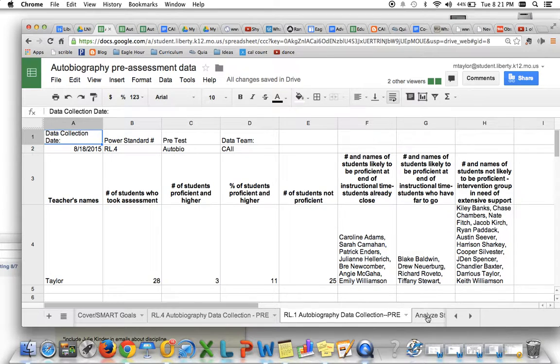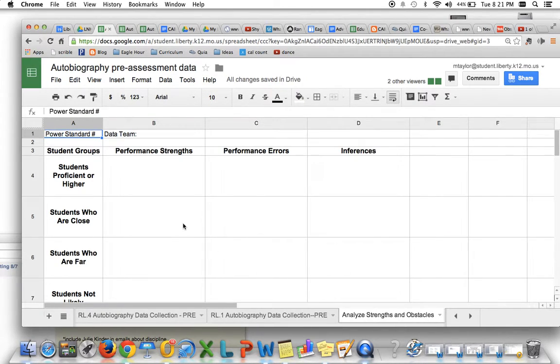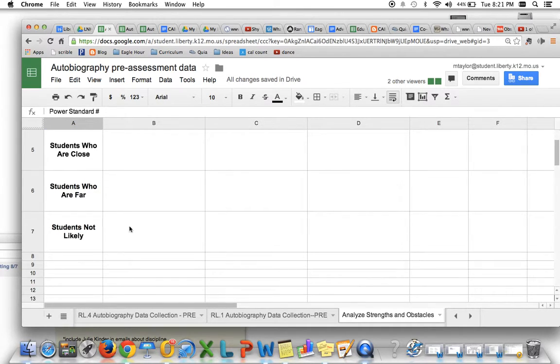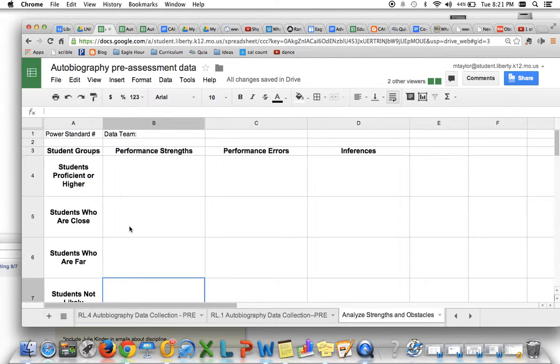Once you have that done, we will come back together as a team, look at that as a whole group, and talk about the strengths of those students who were proficient, the errors that they were making, the consistent errors, and what we can gather from that to help us out. Students who are close, students who are not there, and students who are not likely. What are they doing that these kids aren't? What are their strengths? What are their weaknesses? And then that will help us drive instruction.